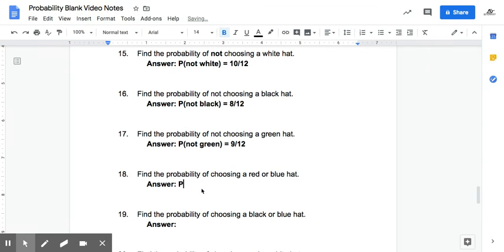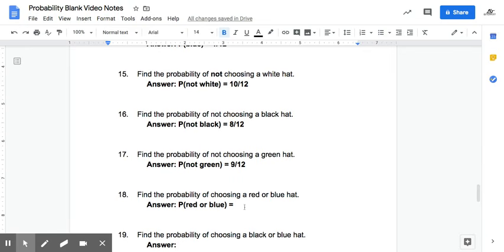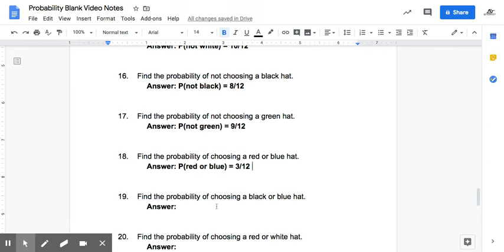Number 18, find the probability of choosing a red or a blue hat. Okay, so this is different, red or blue. Well, I can only choose the red or the blue. I have 2 reds and I have 1 blue. So how many hats can I choose from in total? Well, I would have to add here. 2 plus 1 is 3. So I have an option of choosing 3 different hats, still out of my total possible outcomes, which is 12. Okay, guys, so when you see that word or, you're adding together those 2 outcomes.